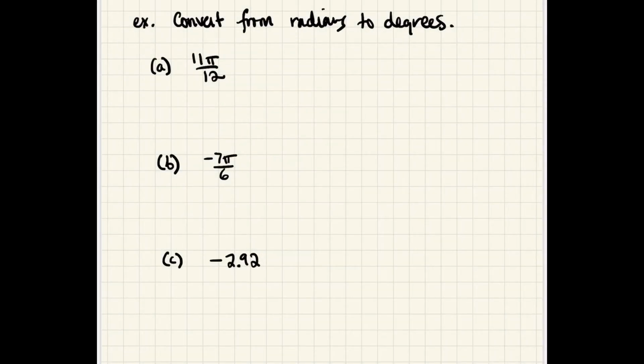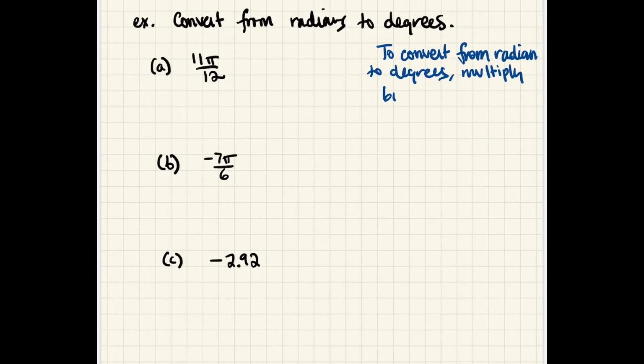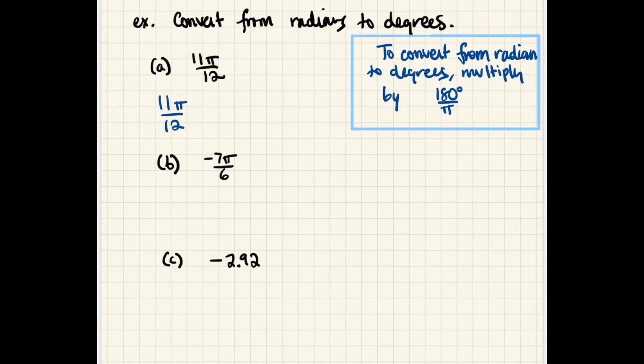Okay, in this example we have some radian angles and we want to convert them to degrees. So to do that, we need to multiply by 180 and divide by pi. So for the radian angle 11 pi over 12, we are just going to multiply by 180 degrees, divide by pi. Of course, here the pi's simply cancel. All right, so 180 over 12 is 15. 15 times 11 is 165.